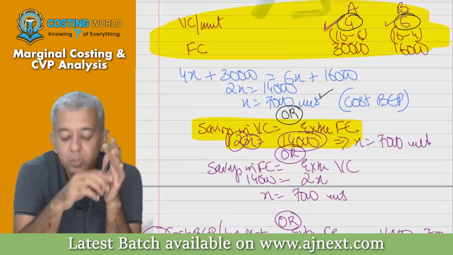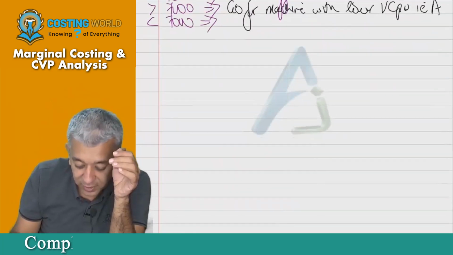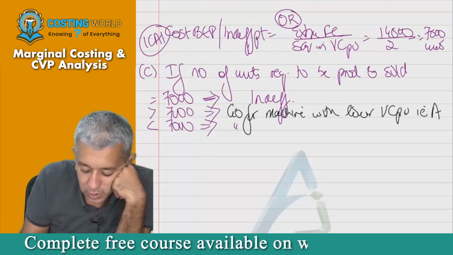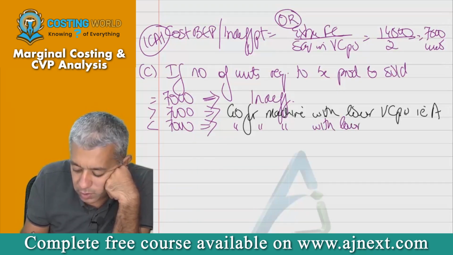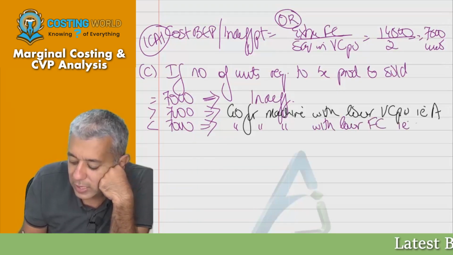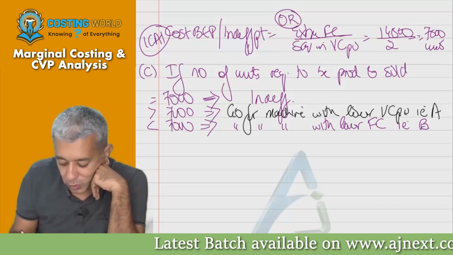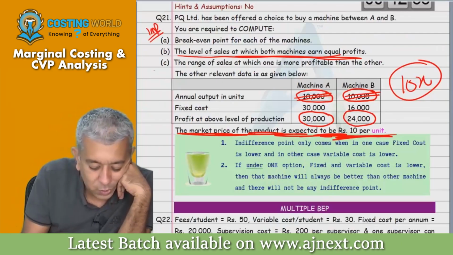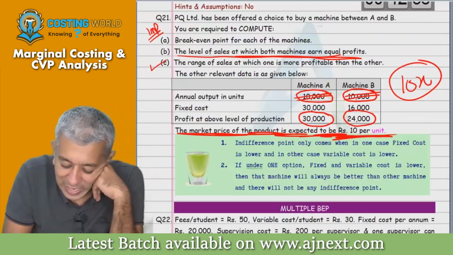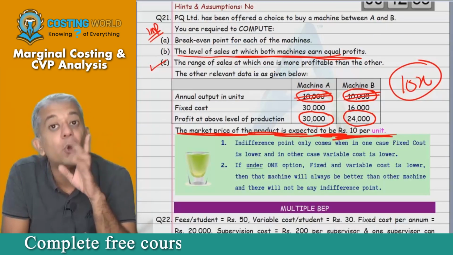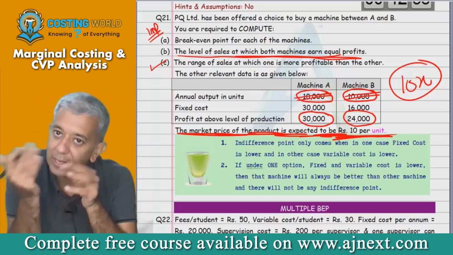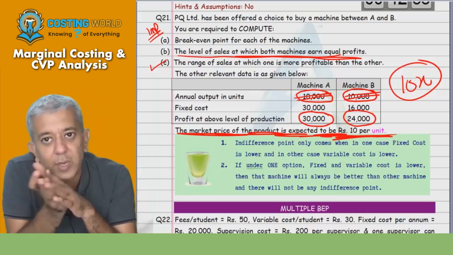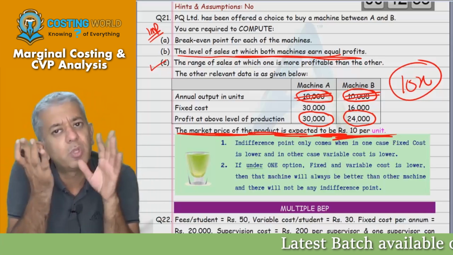Yes. So therefore, below indifference point, go for machine with lower fixed cost. That is machine B. And that is whatever was the answer to your part C of the question: the range of sales at which one machine is more profitable than the other. So therefore, range of sales beyond 7,000, A is better. Below 7,000, B is better. Exactly at 7,000, both of them are same only.